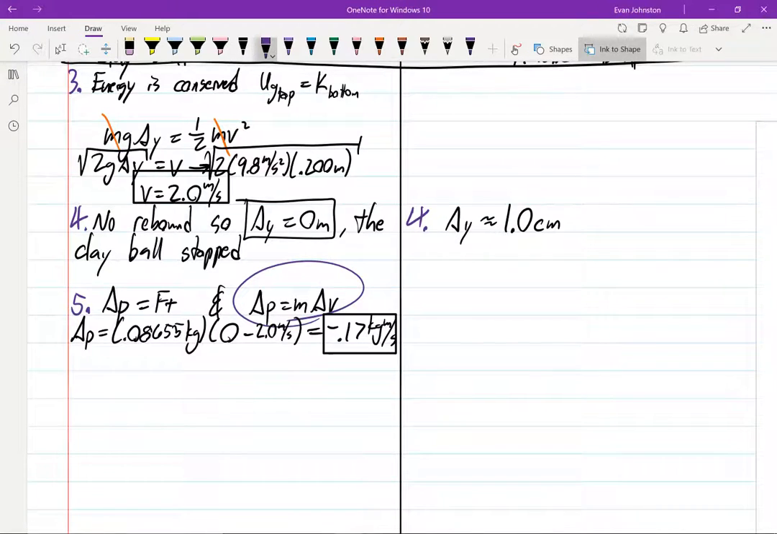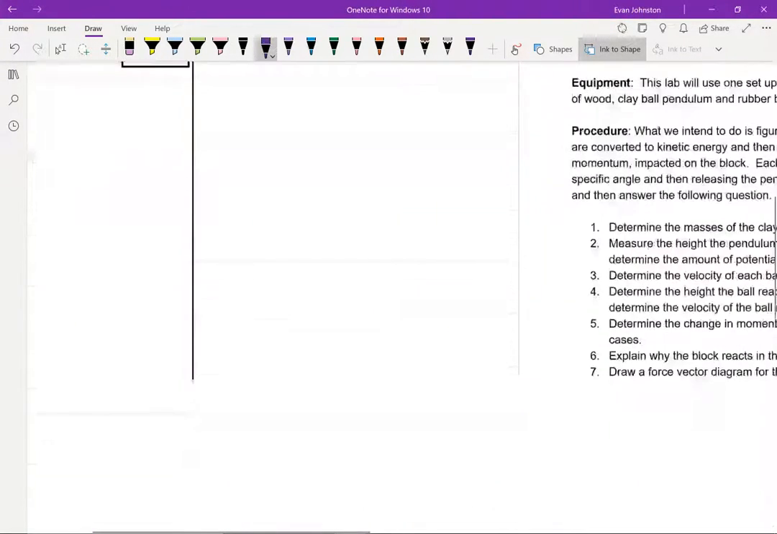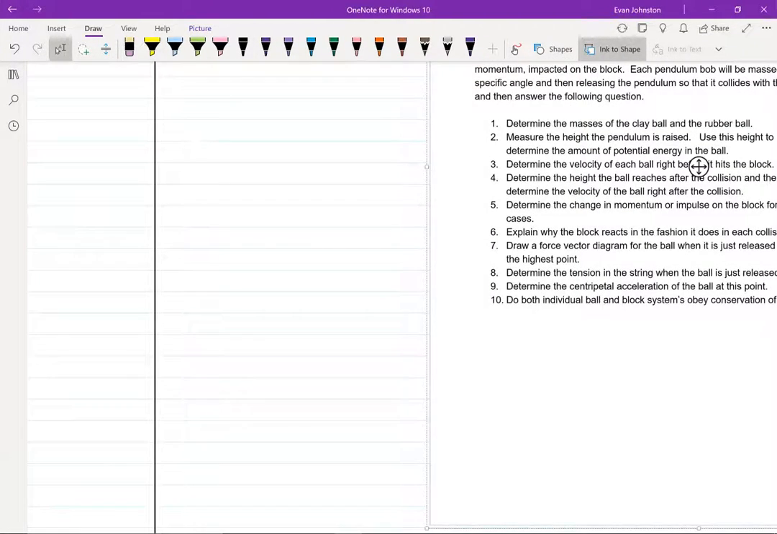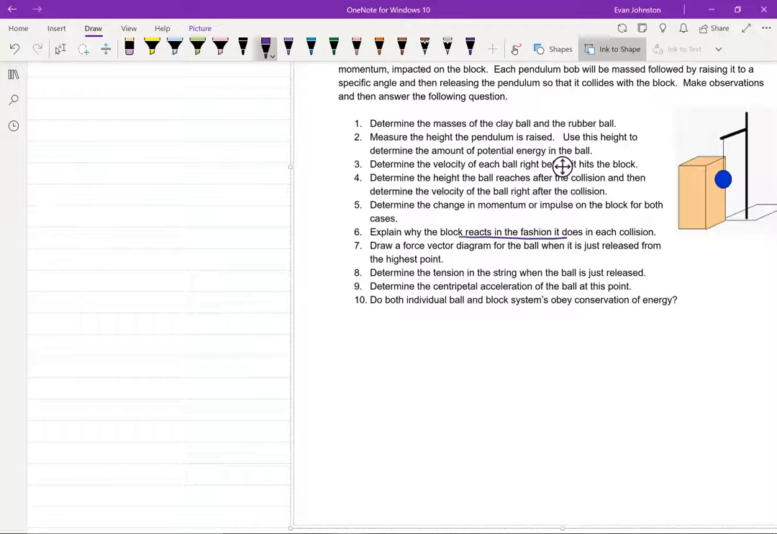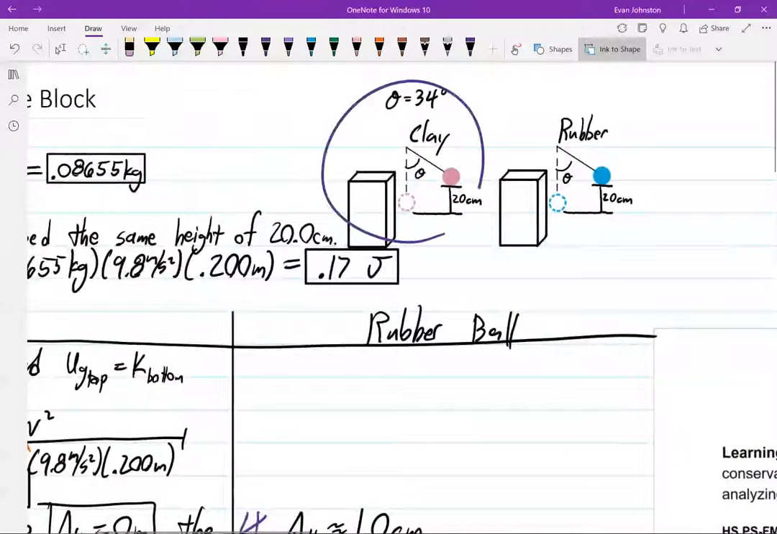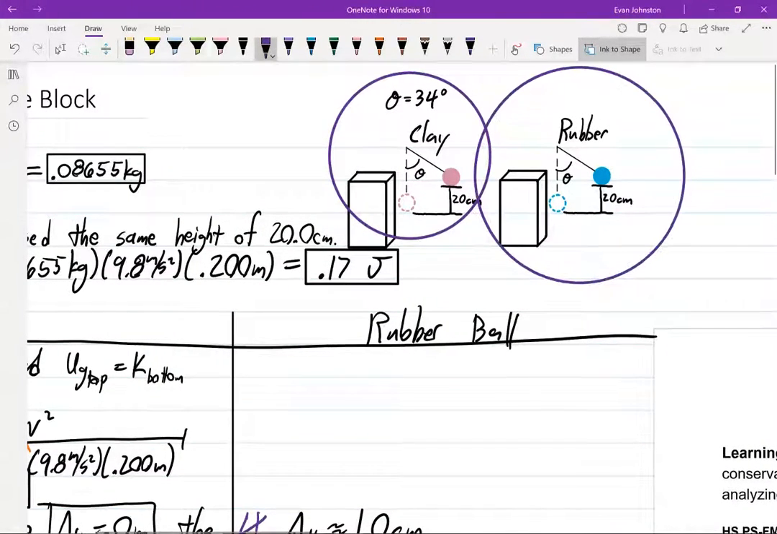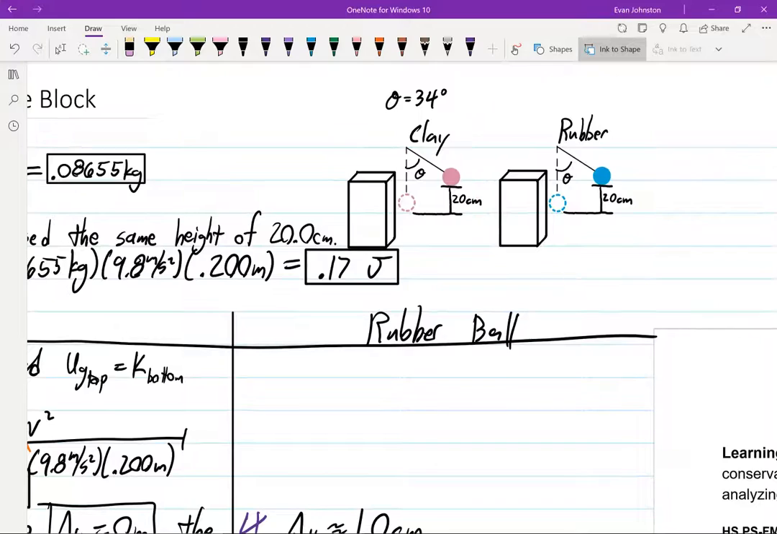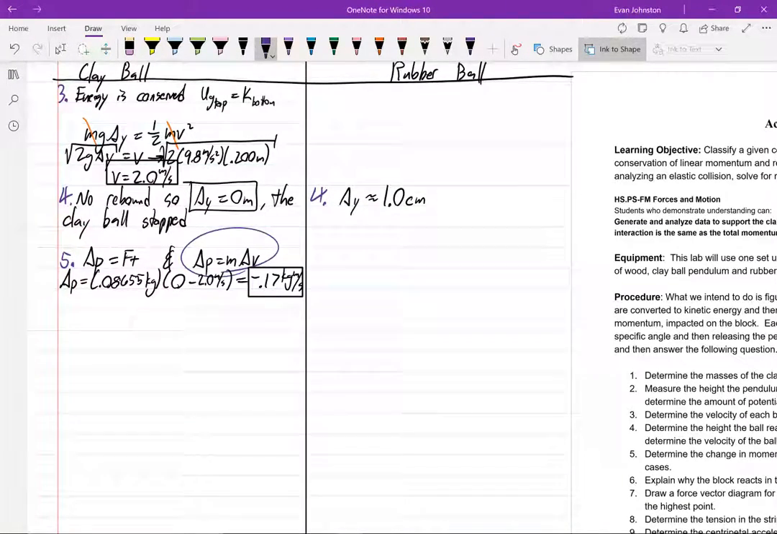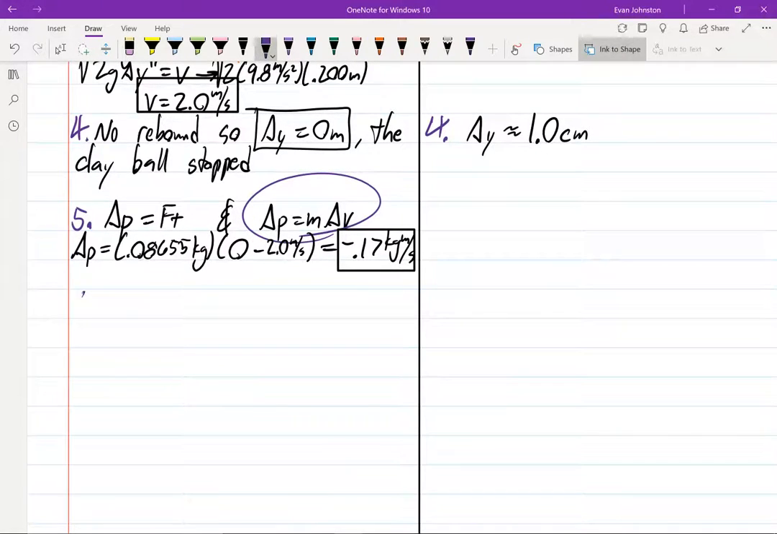So now let's take a peek over at 6. Explain why the block reacts in the fashion it does in each collision. So essentially it's saying, why does the block not tip over with the clay, but it does tip over with the rubber? Explain why now. So this is less of a math thing. This is more of a, do you understand what's going on here thing?